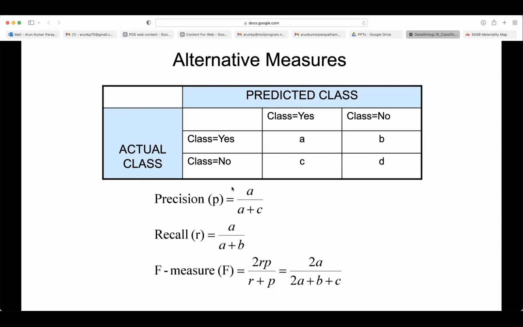I'm stressing this because we will forget the terminology most of the time. To remember the terminology, I'm giving some meaning for it. Precision means how precise you are in predicting that a person is a fraudster. Recall means what percentage you are able to identify correctly as positive. That is A by A plus B. Then F measure is 2RP by R plus P, that is 2A by 2A plus B plus C. This is a combined, harmonic type of measure, combining precision and recall. We want both.